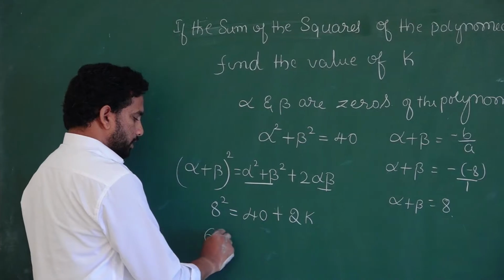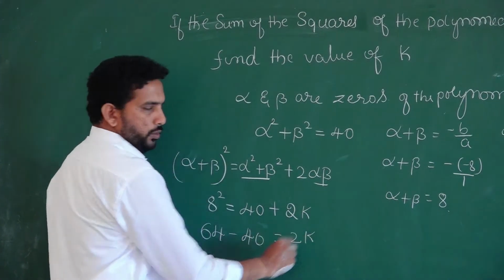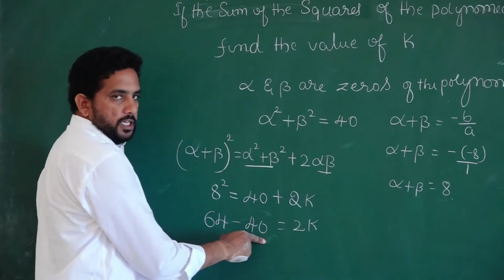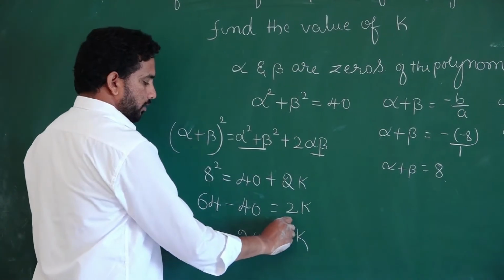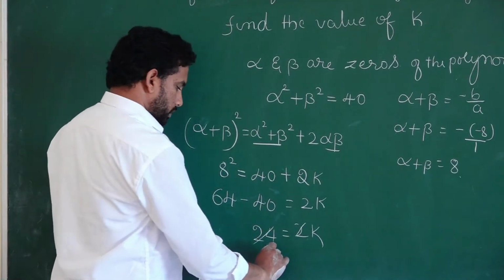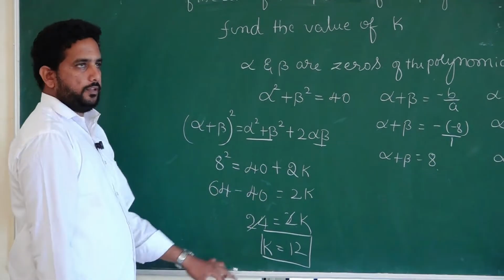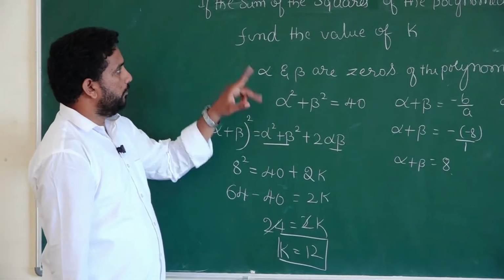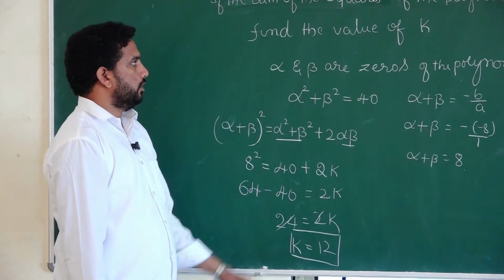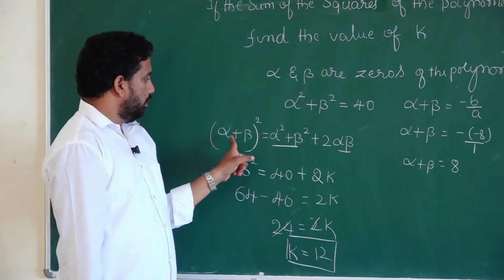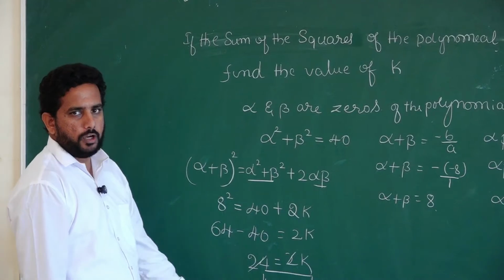So this is 64 minus 40, this 40 comes to this side and this is 2k. Okay, so here 64 minus 40 we get 24 is equal to 2k, then 2 ones are 2, 2 twelves are 24, therefore k is equal to 12. So like that we find out the value of k. Okay, do you understand this one? So the sum of the squares of the zeros of the polynomial f of x equal to x square minus 8x plus k is 40. Find the value of k by using alpha plus beta. So a plus b whole square form we can use, then we find out the value of k.